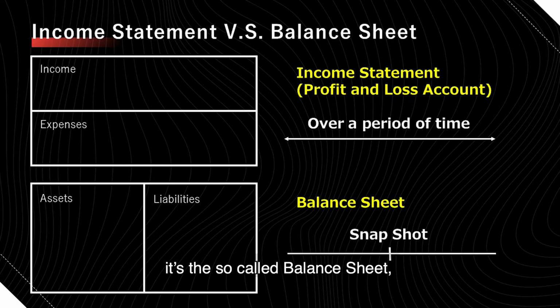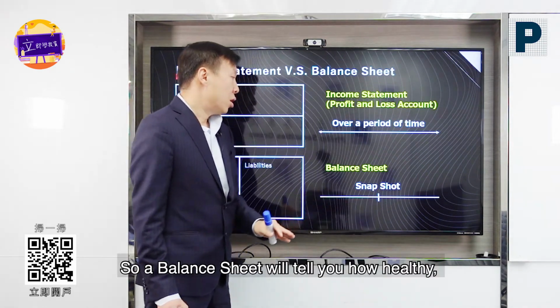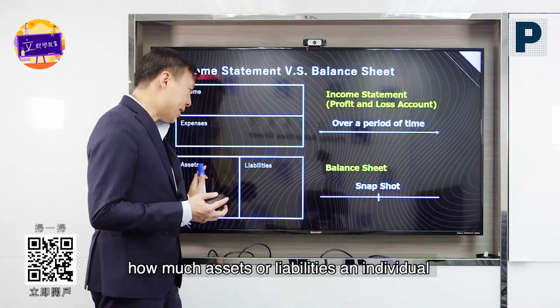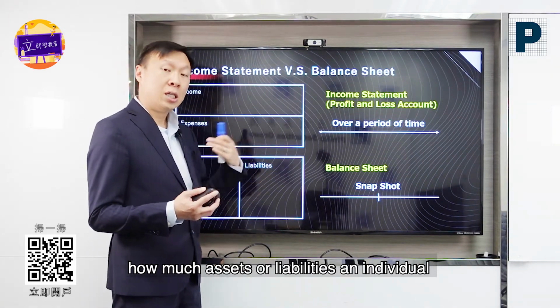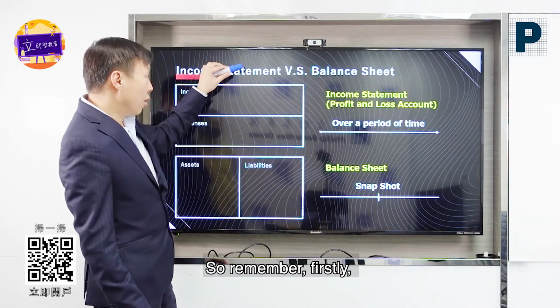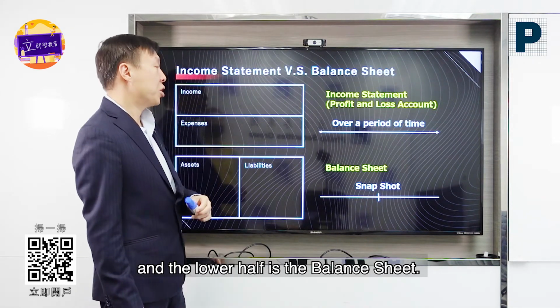The lower part is the so-called balance sheet, where the left side is assets and the right side is liabilities. A balance sheet measures a snapshot, usually at the end of the year or the 31st of March. It will tell you how much asset or liability an individual or a company owns. So remember, the top half is the income statement and the lower half is the balance sheet.